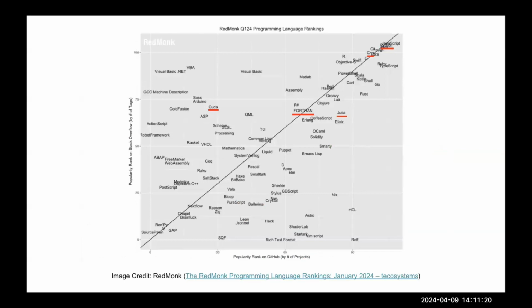So this is the latest RedMonk programming language ranking. The x-axis, the horizontal one, is the popularity rank on GitHub. It's how many stars you have, which is more or less representing how many users you may have, how popular you are in the open source community. The vertical axis shows the popularity rank on Stack Overflow. That's where you start asking your questions in different languages on different technical areas. This also represents the popularity of certain languages.